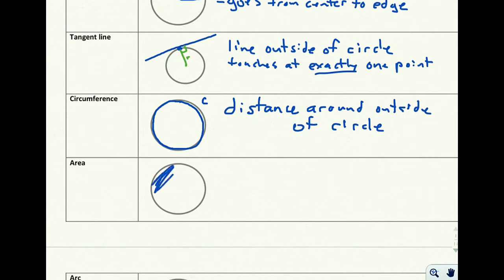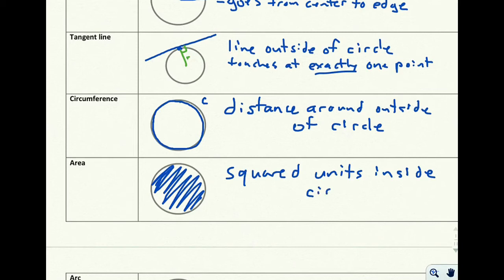The area is usually going to refer to just the square units inside. So I might just say squared units inside circle. An area can refer to the squared units in any type of shape, not just circles, but in our case we're going to talk about the area of a circle. And the formula that we'll see for that is going to be pi times radius squared.